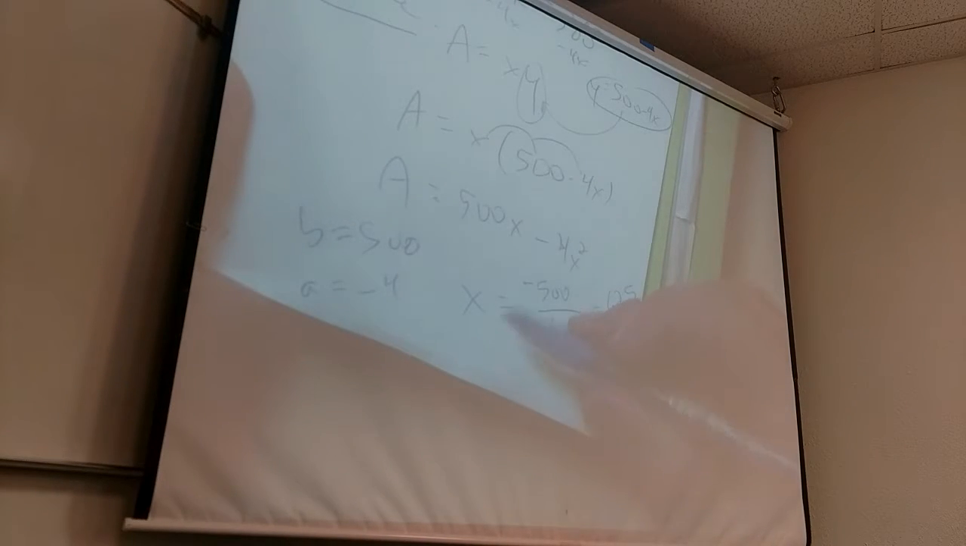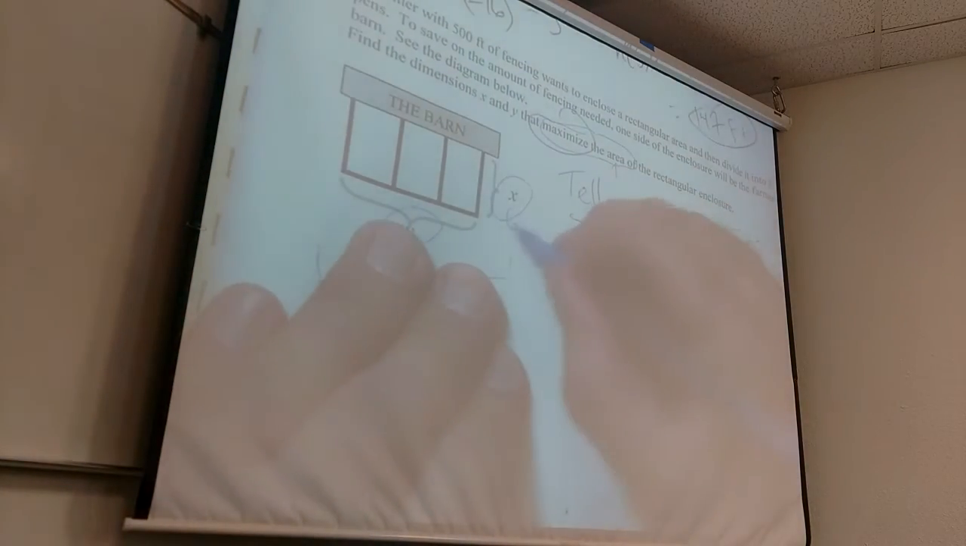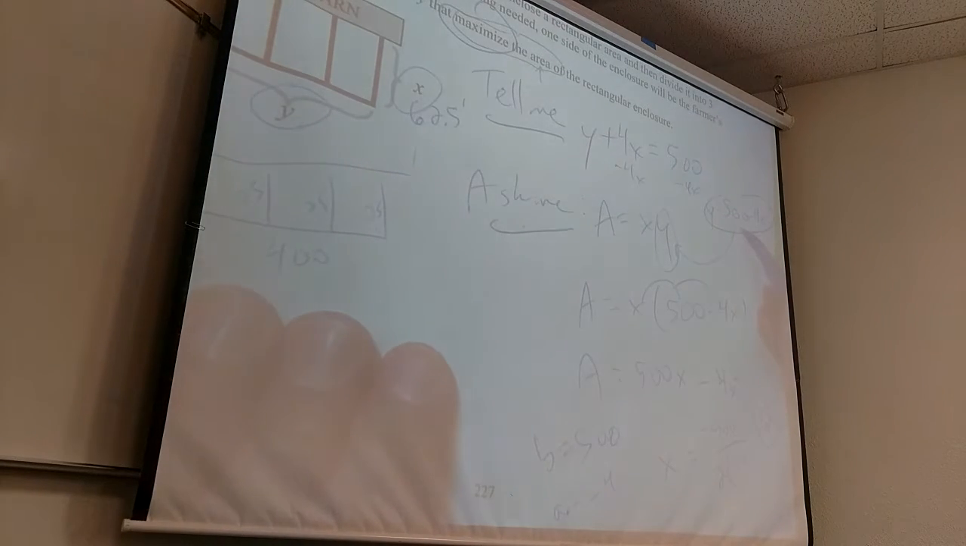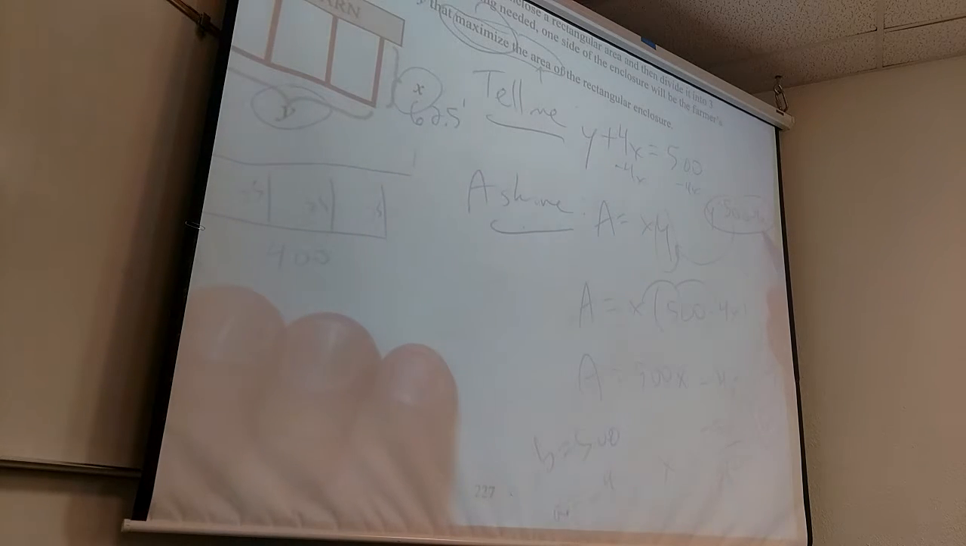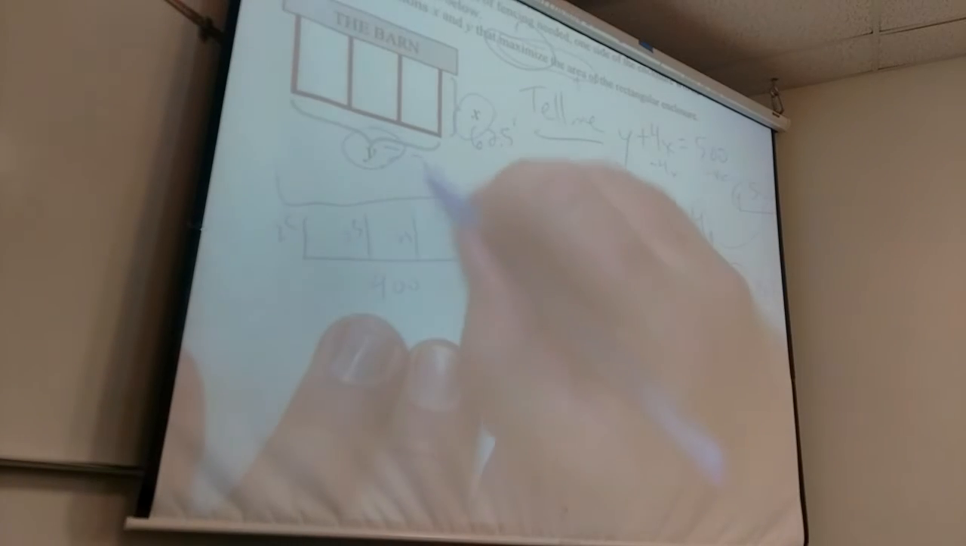Square feet? Feet, not square feet. Be careful, because this is just one side. When you multiply x times y, then you get square feet, but this is just feet. So this side is 62.5 feet. How do I figure out this side? If I only had an equation for y. Oh, I have an equation for y, because I know x, don't I? So how do I get y? I plug it in. 4 times 62.5 is 250. 500 minus 250 is 250.